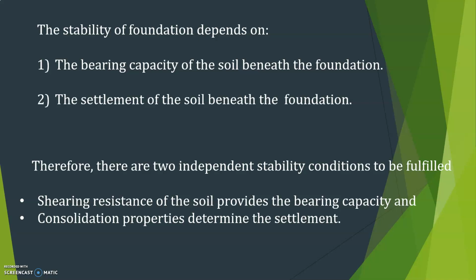The first one is shearing resistance of the soil, which provides the bearing capacity. So the proper study should be undertaken while doing any design, and also the consolidation properties are to be determined to know the settlement. Okay, so shearing resistance indicates the bearing capacity, and consolidation properties determine the settlement. So these two are the important factors in civil engineering.